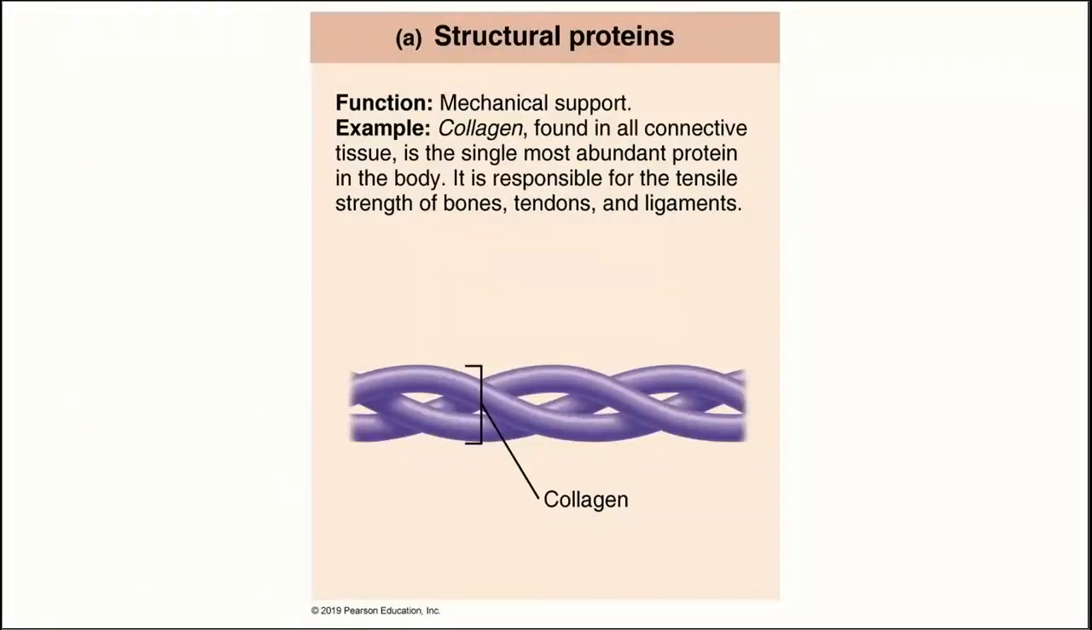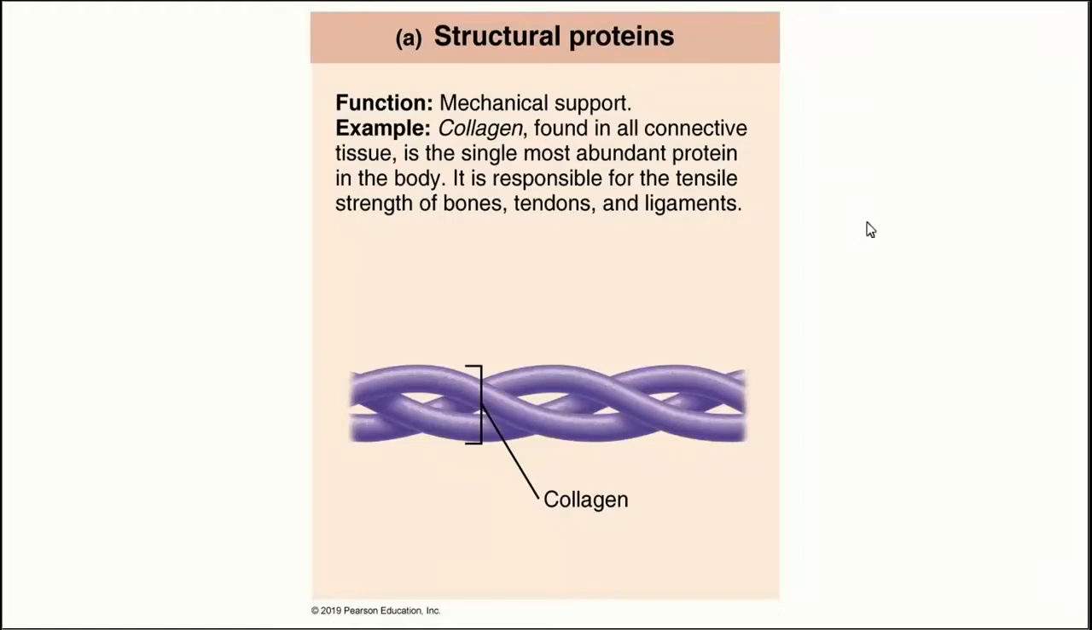Now, some proteins are fibers or rope-like in their shape, and these proteins tend to function in mechanical support much like a rope. The example that they give here is collagen. Collagen is the single most abundant protein within your body, and collagen helps give tensile strength to bones, tendons, and ligaments. What tensile strength means is that this protein is really strong under tension or pulling forces. So collagen is essentially a really great biological rope.